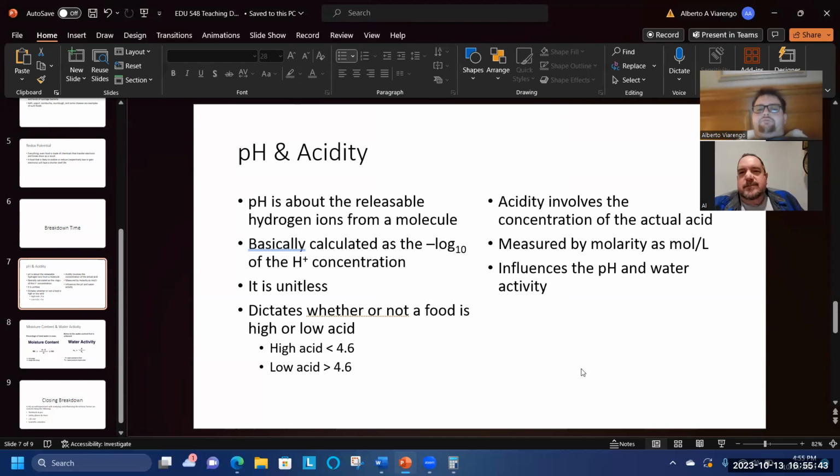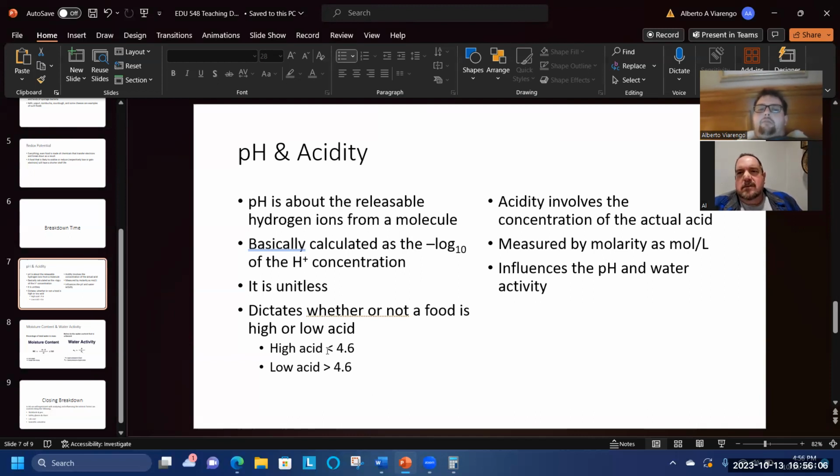That makes sense. Now it's important to note that pH itself is a unitless number. It doesn't have any units, like a percent, which is unitless. Now, although pH is not necessarily the same as acidity, it does also dictate whether or not a food is considered high or low acid.